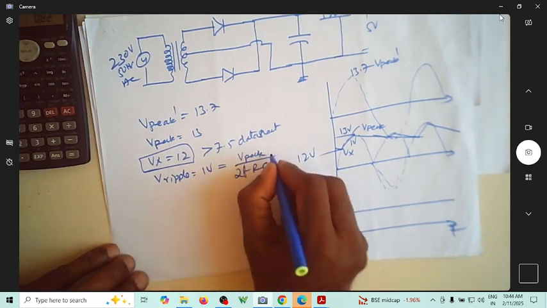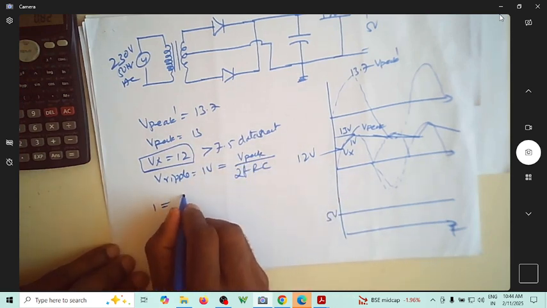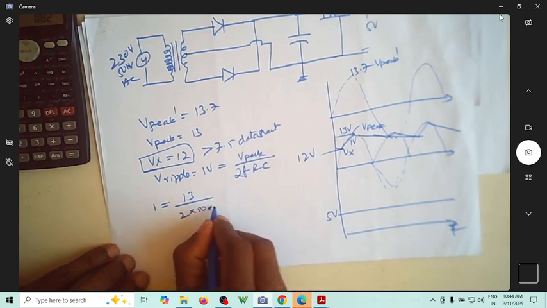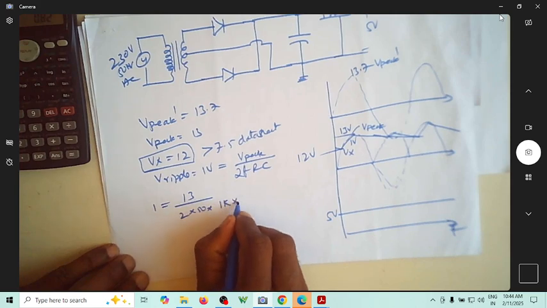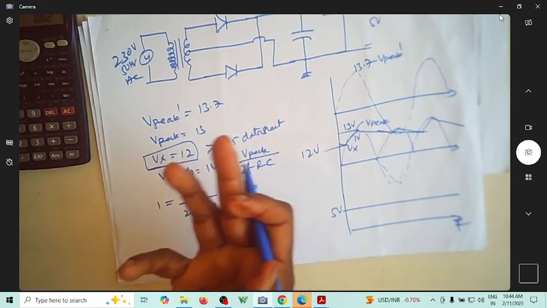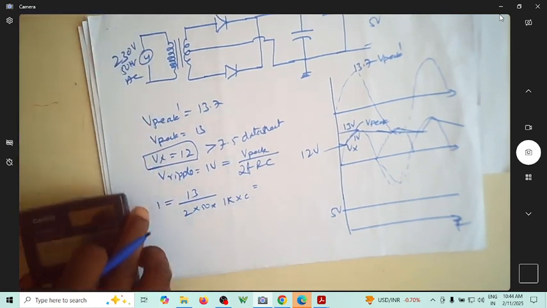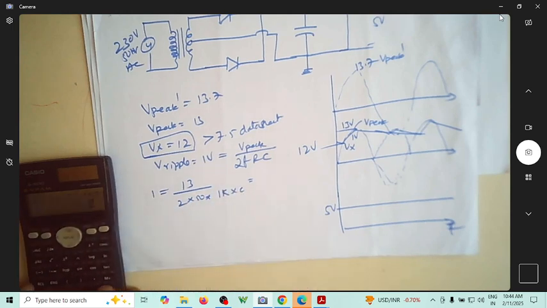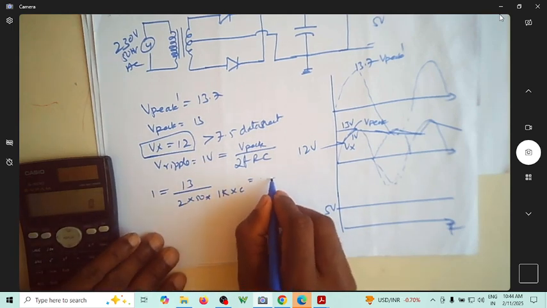So then what do we have? 1 is equal to V peak, 13, by 2 into 50 into R, which is 1K, into C value. Actually the value of C comes out to be half of the previous. Here we have taken 1 volt, so you can find out the C value. Whatever value C comes to, you can just keep that.